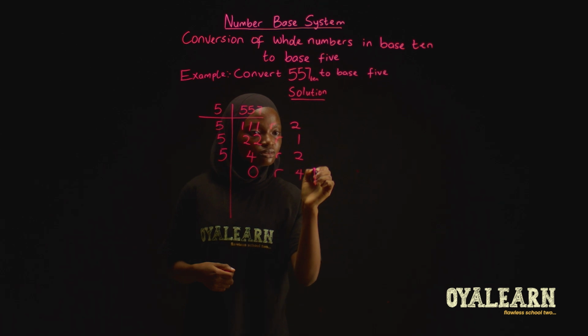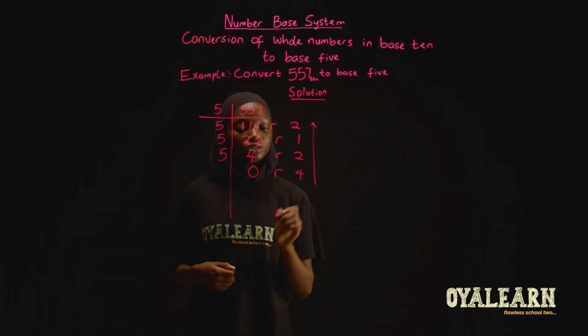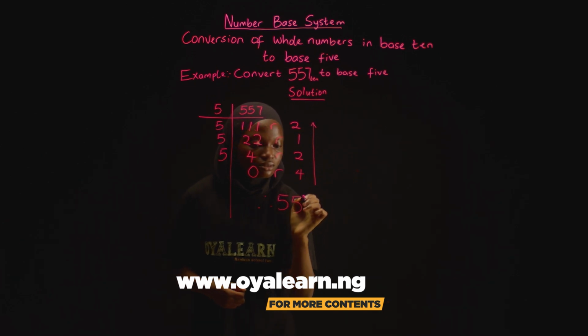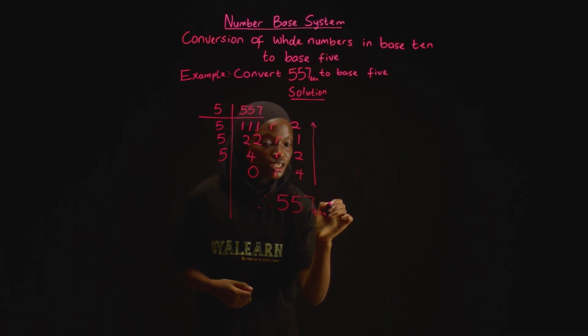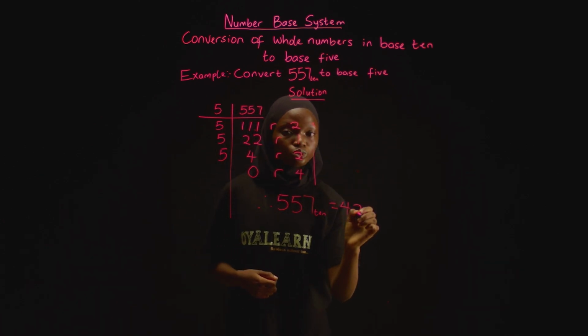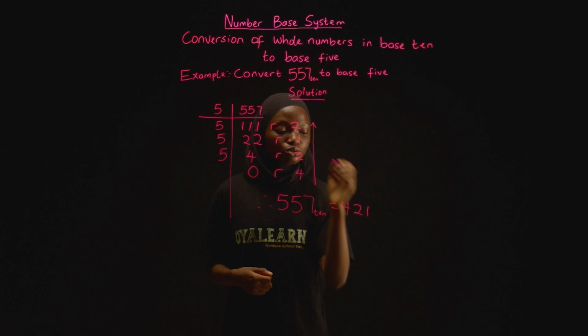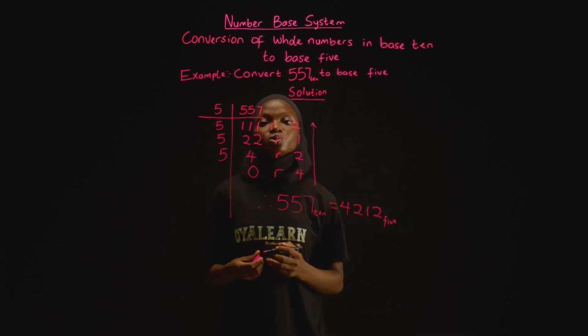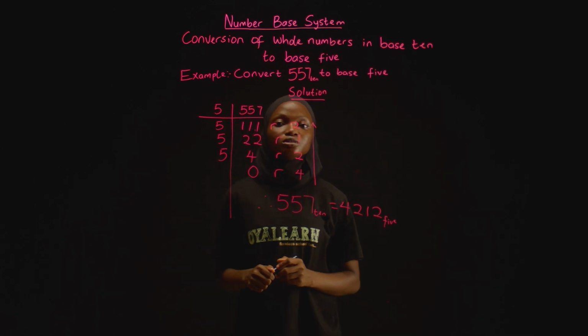Then you take the remainders upwards. So therefore, 557 base 10 equals 4, 2, 1, 2 base 5. And that's how to convert 557 in base 10 to base 5.